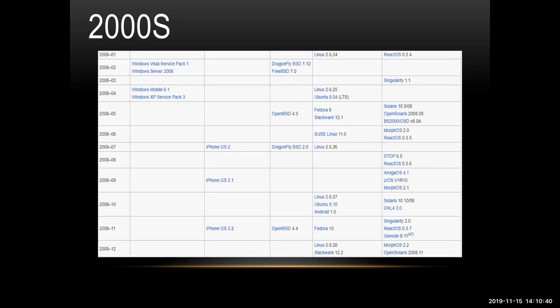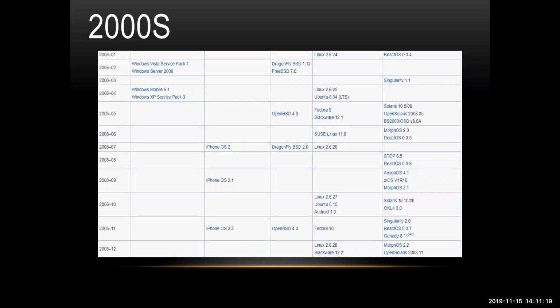We're pretty much aware of Android since most of us are using Android phones. And then Solaris 10.08 was released as well. OKL4 3.0, otherwise called Open Kernel Labs. Then November 2008, iPhone OS 2.2 was released together with OpenBSD 4.4, Fedora 10, Singularity 2.0, ReactOS 0.3.7, and GNode 8.11.